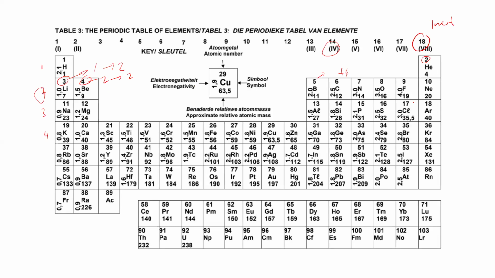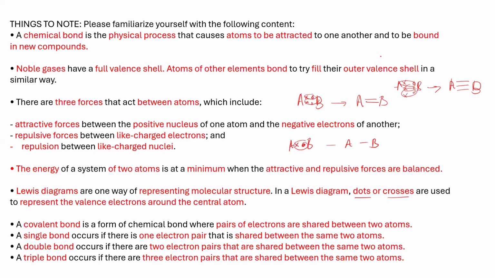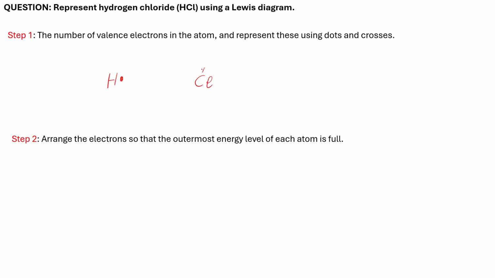Here's our chlorine. It is in group 7. So how many valence electrons for chlorine do we have? We have 7, right? So we have 1, 2, 3, 4, 5, 6, and 7, meaning it is surrounded by 7 valence electrons. That's the first step we need to do. Okay, you look at your atoms, you look at their group numbers, and you write their valence electrons.